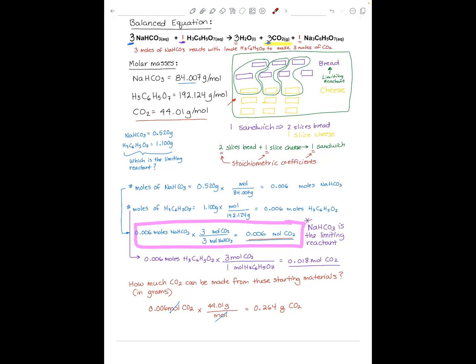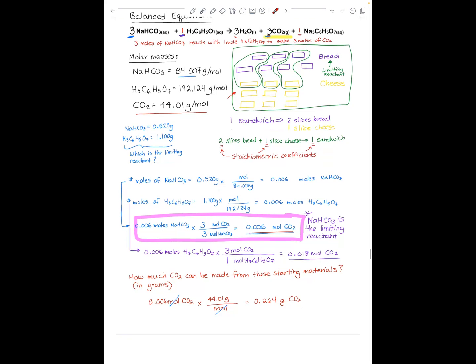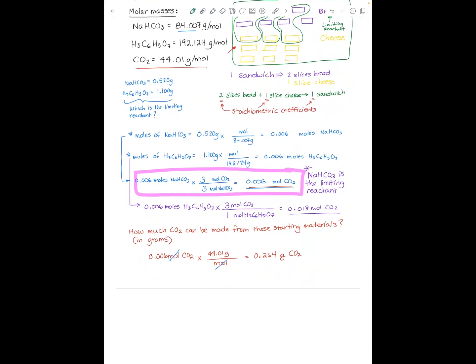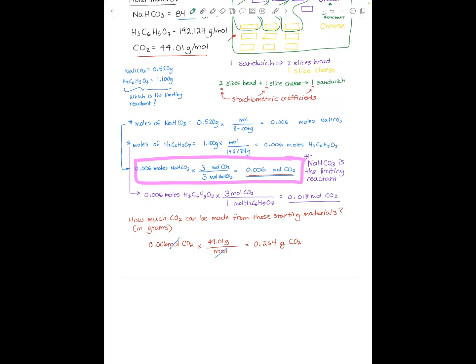So we are curious as to how much citric acid will be left over after we react all of our sodium bicarbonate. Okay, so how much of the citric acid, the non-limiting reactant, or we would call it the excess reactant, is left over and unreacted at the end of the experiment.